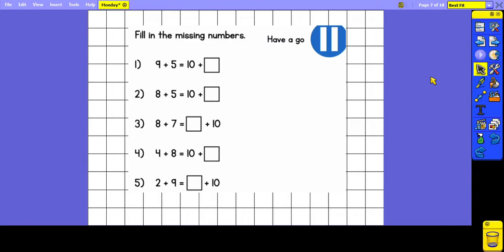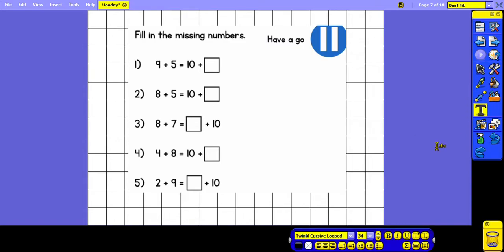Okay, now there are some missing number problems for you to try. You're using the strategy of making 10 to help you work out these answers. The first one says 9 add 5 is the same as doing 10 add something. So what you need to do here is you can use 10 frames, or you can do these in your head, whichever you feel most confident doing, and then you need to try and answer all 5. So pause the video now and have a go at those. And I'll now go through the answers.